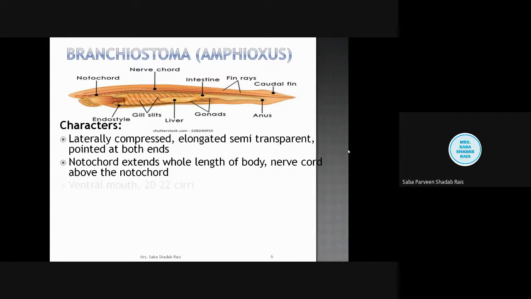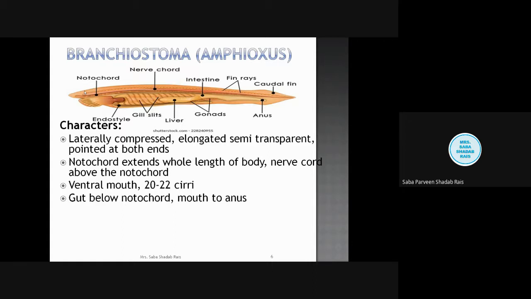Now, when we talk about their mouth, the mouth is present ventrally and it is surrounded by the oral wheel, or you can say the oral mouth parts, which we have already discussed as the oral hood. The oral hood has 20 to 22 sensory appendages called cirri. Here you can see this part. They have a gut which is present below the notochord, and it starts from the mouth and ends in the anus.